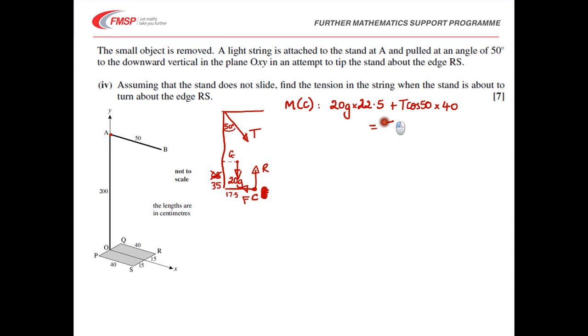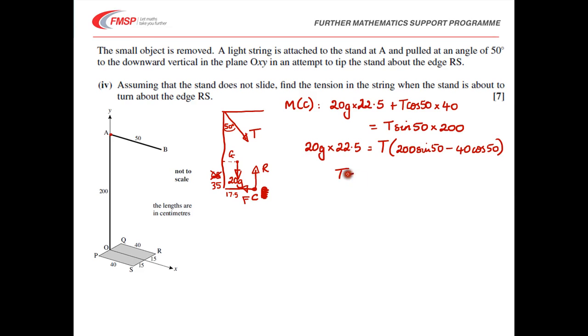In the clockwise direction, we have just our component of T multiplied by its distance from the axis, which is going to be 200 centimeters. So that's the T component horizontally here multiplied by that vertical distance, which was 200 from the original diagram. And then we can do a little rearrangement of that. So I'm going to get 20G times 22.5 equals T, and I'm going to factorise here, 200 sine 50 minus 40 cos 50, and that now is ready to go right into your calculator.